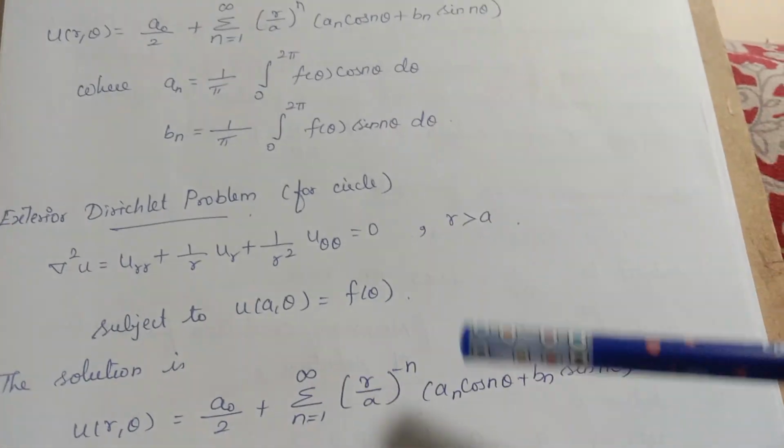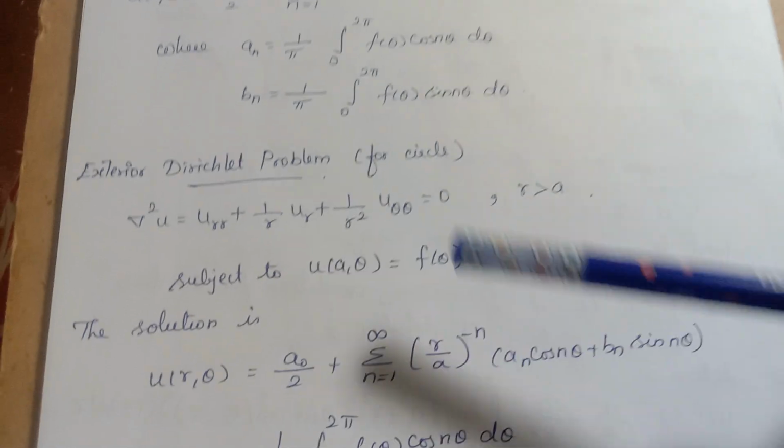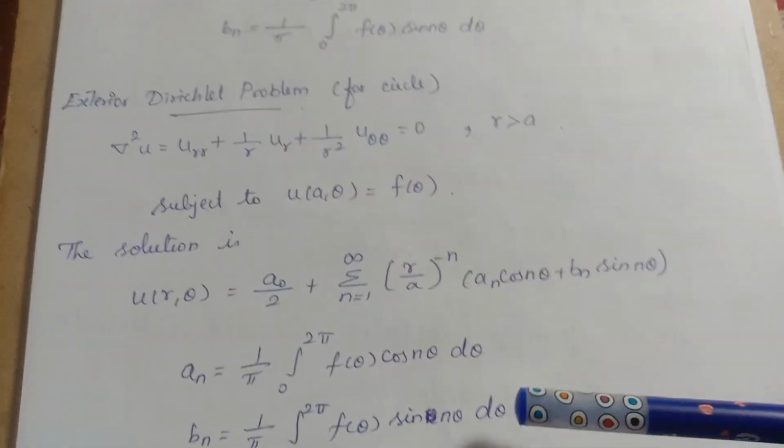The solution has only a slight change. You see here a0/2, (r/a) power plus n; here it is (r/a) power minus n. That's all. Okay, the others are the same. So this is the solution for the exterior Dirichlet problem for a circle.